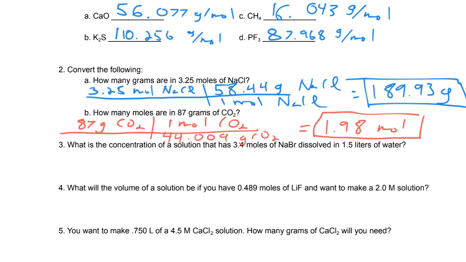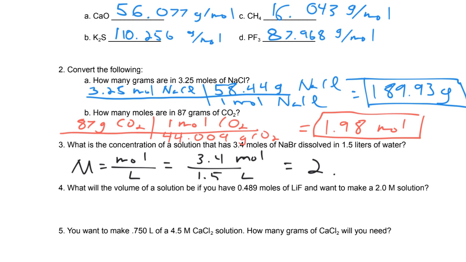All right, number 3. So we've got a molarity problem. Molarity equals moles divided by liters. The solution has 3.4 moles, and it's being dissolved in 1.5 liters. So 3.4 moles divided by 1.5 liters gives us a concentration, or molarity, of 2.27 molar.